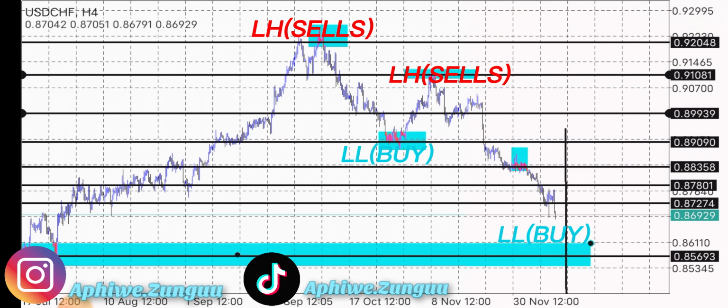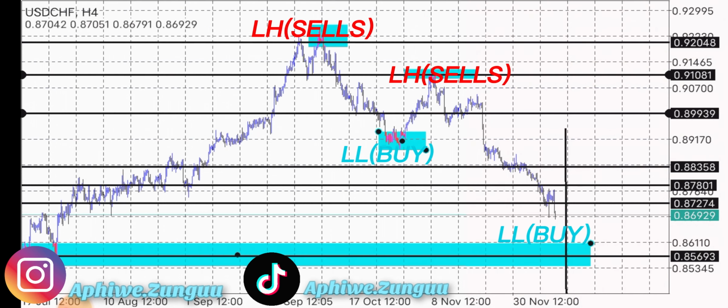right? So I'm not gonna mark out everything, I'm just giving you a brief idea of what a lower high and lower low is, right? So let me delete this.